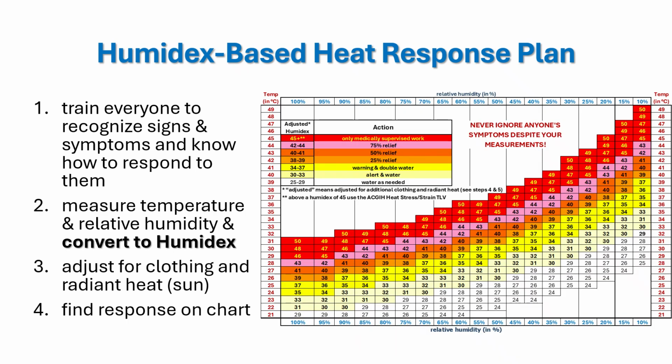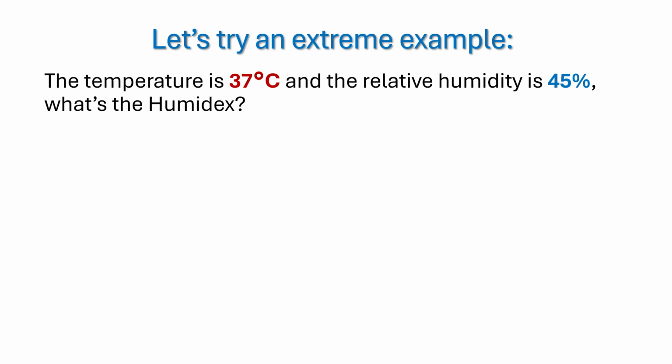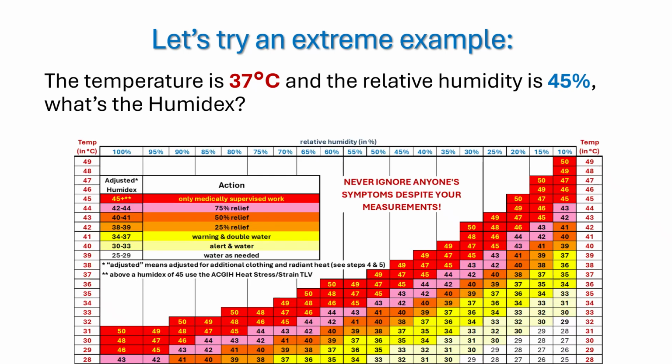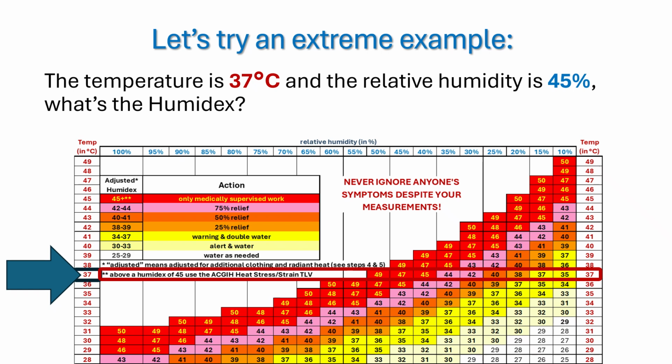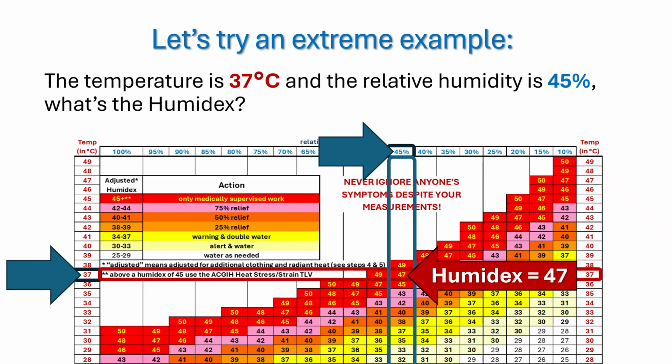Once you've got the temperature and humidity, you need to convert it to Humidex. And this table allows you to do that. Let's say the temperature outside is 37, as it was recently in the heat dome that we experienced. And the relative humidity is 45%. What would the Humidex be? Well, first we find 37 on the left-hand side, where the temperature is listed, and you go across until you find the relative humidity 45%, and then you go down, and at the intersection you see that the Humidex is 47.